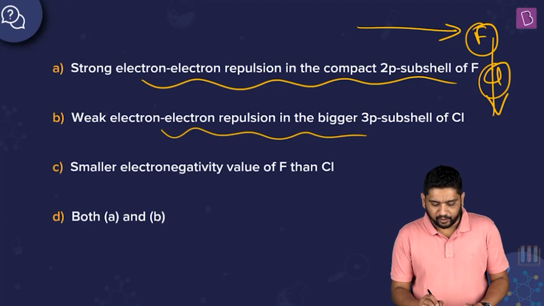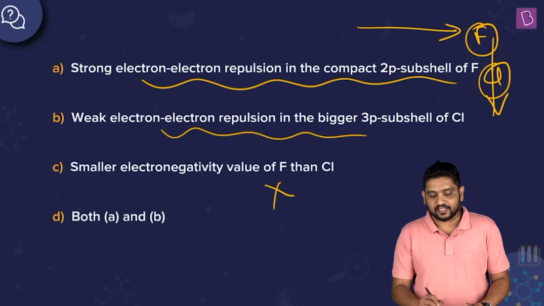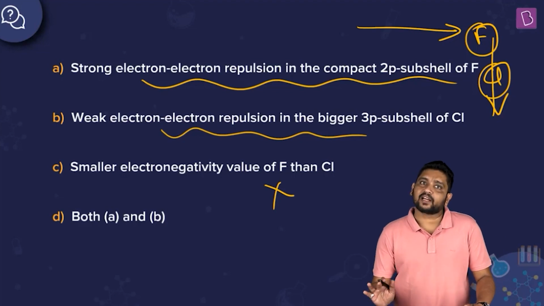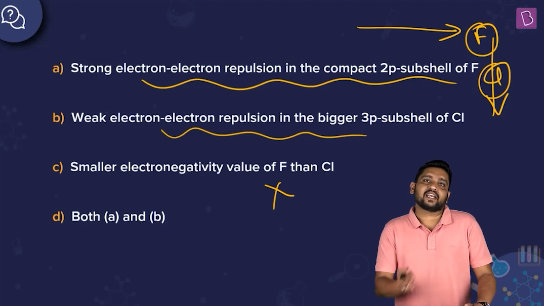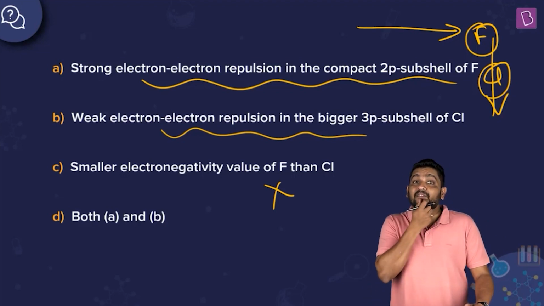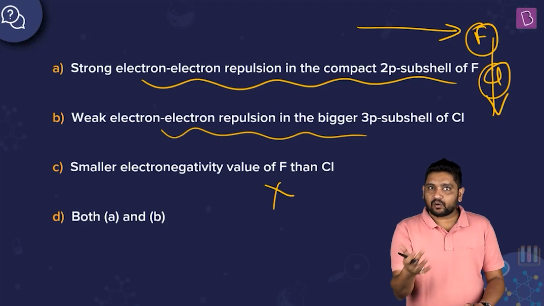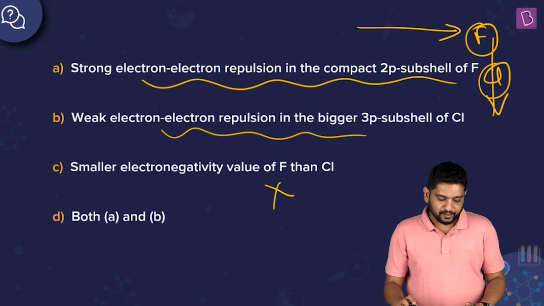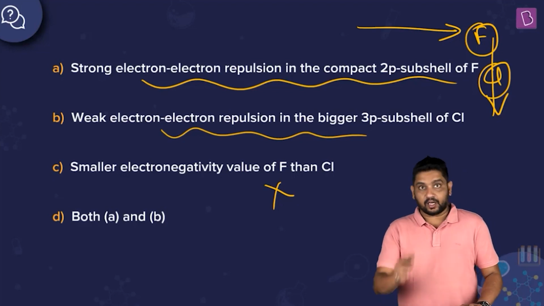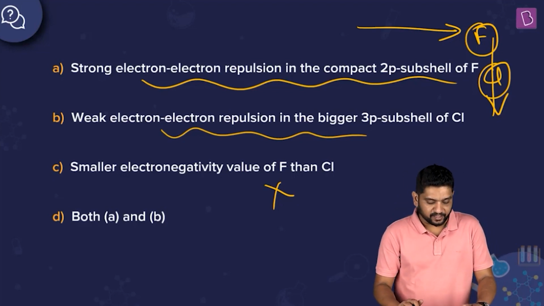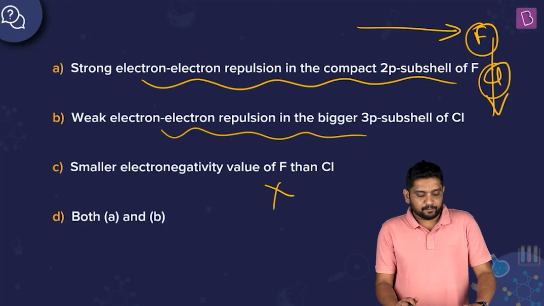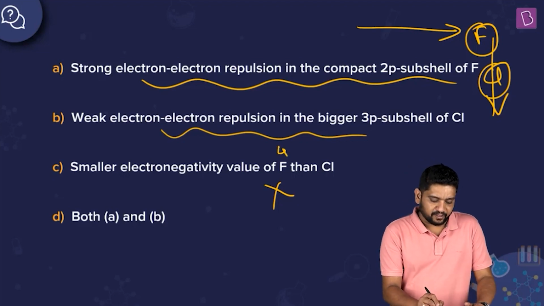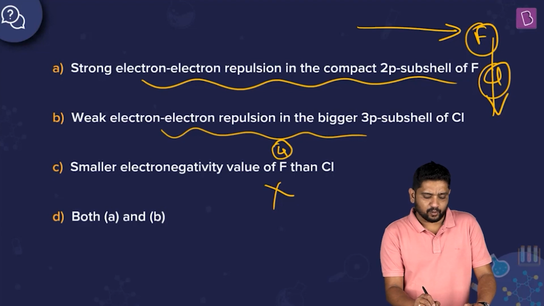Smaller electronegativity of fluorine than chlorine. This is wrong, right? Fluorine is the most electronegative element. What is electronegativity? It is the tendency to pull a shared pair of electrons. So it is already an electron which is in front of you. You are not bringing it from infinity. There is no repulsion-overcoming factor across the whole distance that is coming into the picture here. So fluorine anyways has the highest electronegativity, right? 4 on the Pauling scale, and chlorine has around 3. So yeah, this is definitely wrong.